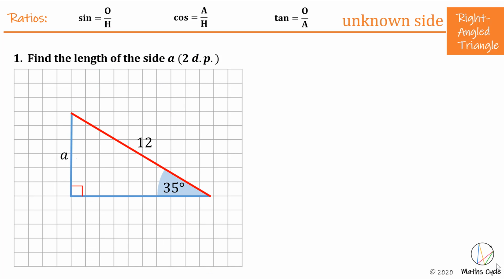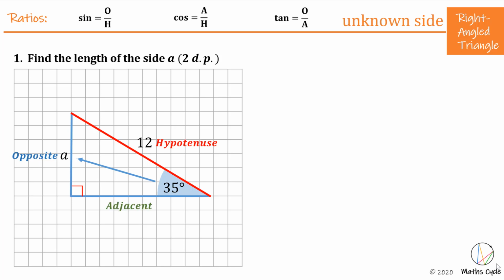So the first thing that we always do is we label our triangle. Always do the hypotenuse first because it's the easiest. It's always opposite the right angle. Then the second one we label is the opposite. It's always the side opposite the angle in question. And then the last side that we label is the adjacent. It's always the remaining side once you do the previous two.